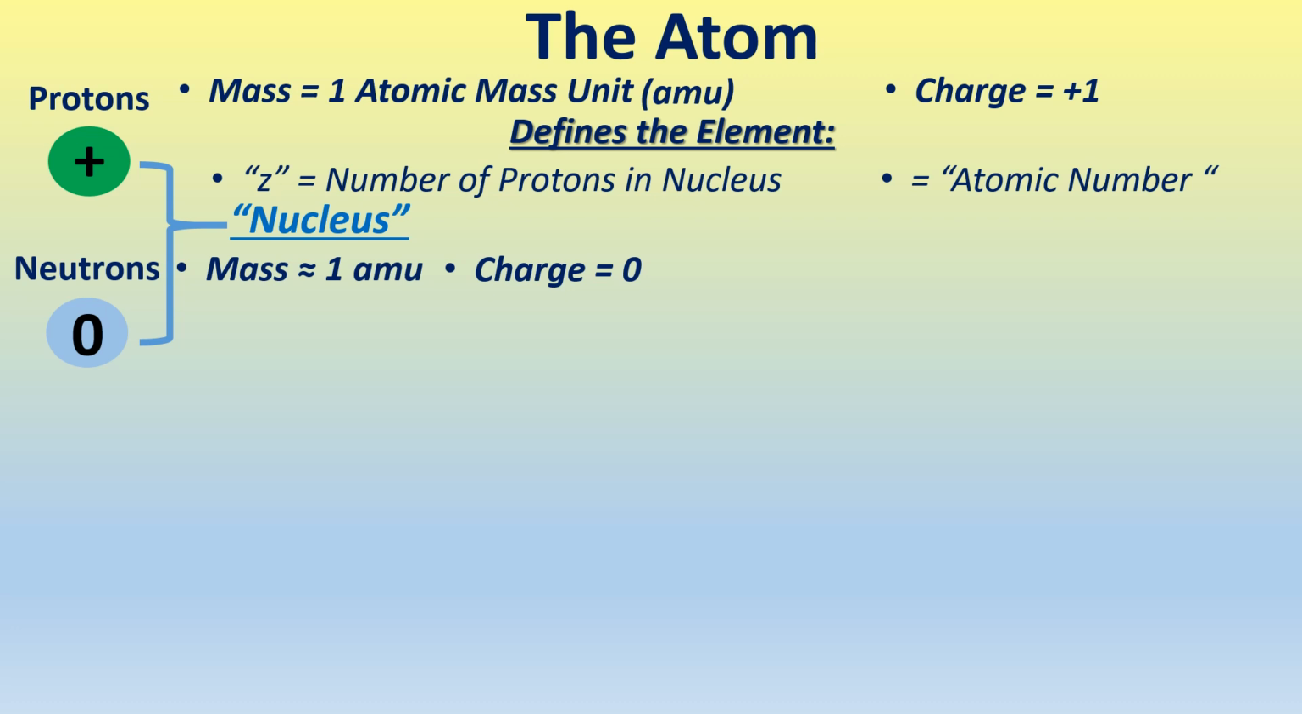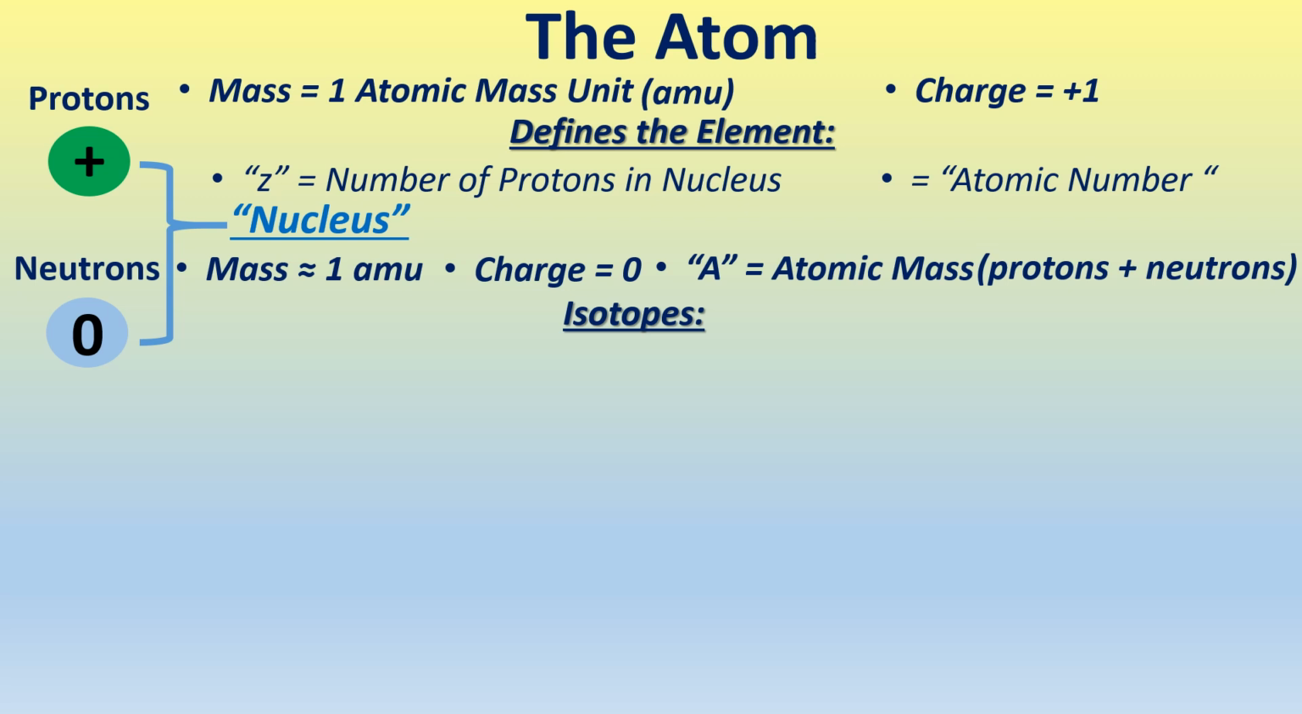Therefore, you have another term called the atomic mass associated with any given atom, which is the number of protons plus neutrons. The number of protons is fixed for any given element, but the number of neutrons can be variable. This leads to particles called isotopes.